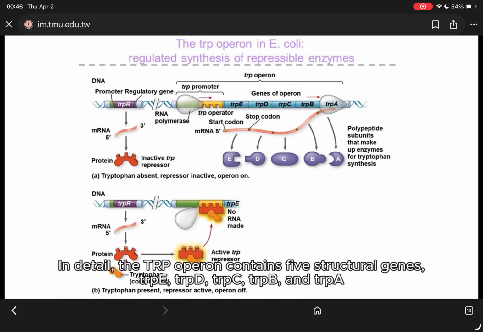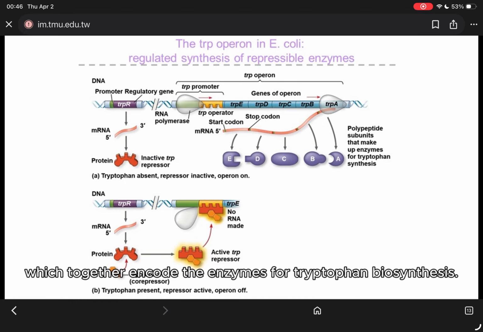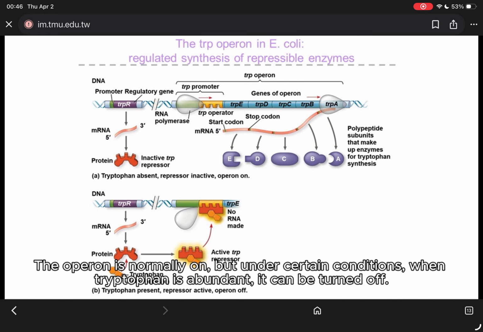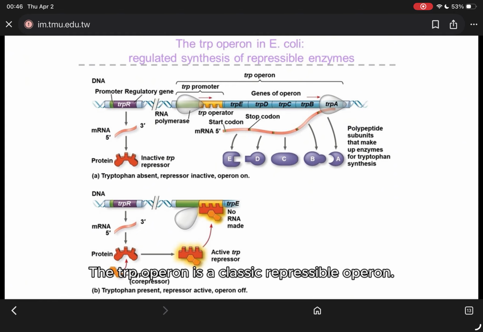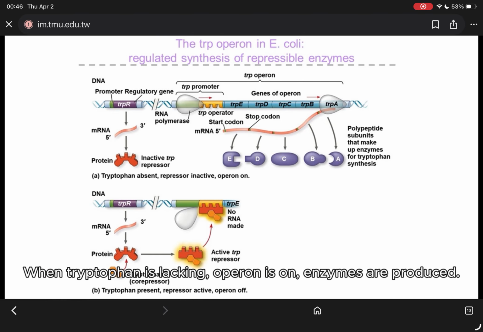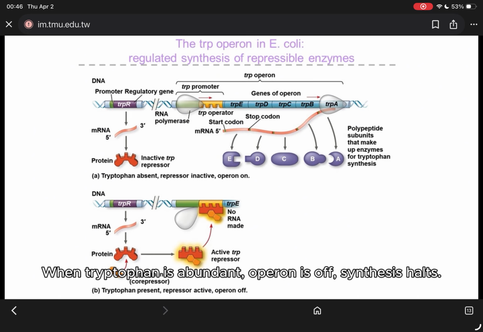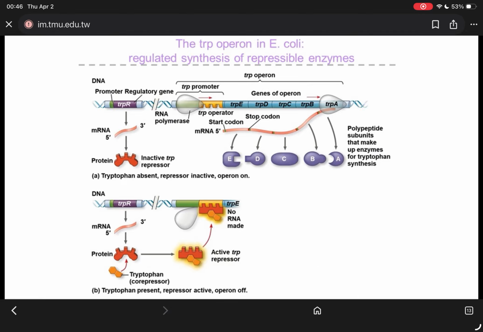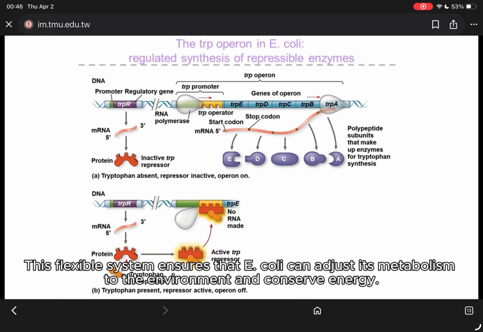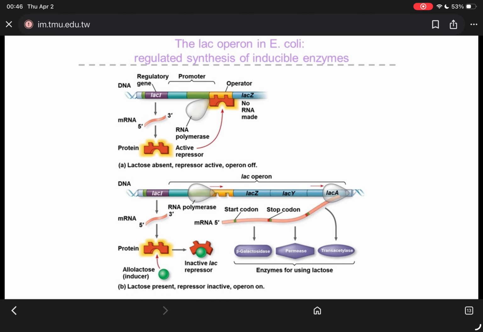In detail, the trp operon contains 5 structural genes, trpE, trpD, trpC, trpB, and trpA, which together encode the enzymes for tryptophan biosynthesis. The operon is normally on, but under certain conditions, when tryptophan is abundant, it can be turned off. Summary: the trp operon is a classic repressible operon. When tryptophan is lacking, the operon is on and enzymes are produced. When tryptophan is abundant, the operon is off and synthesis halts. This flexible system ensures that E. coli can adjust its metabolism to the environment and conserve energy.